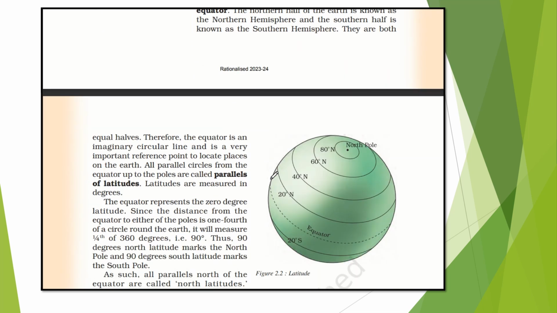They are both equal halves. Therefore the equator is an imaginary circular line and a very important reference line to locate places on the Earth. Here you can see the equator. This is the equator, this is the north pole, and the one down here is the south pole.